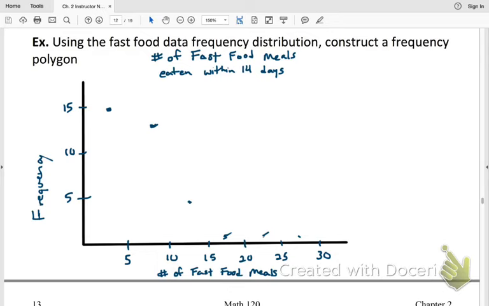So here's what I've got for my frequency polygon so far. Notice that I just used the midpoint of the class. Notice I didn't label it on the graph. 2.5 for the number of fast food meals doesn't make sense. So I just used my original labels, but I made sure that I put that dot at the midpoint. And so what I'm going to do now is just connect those dots.